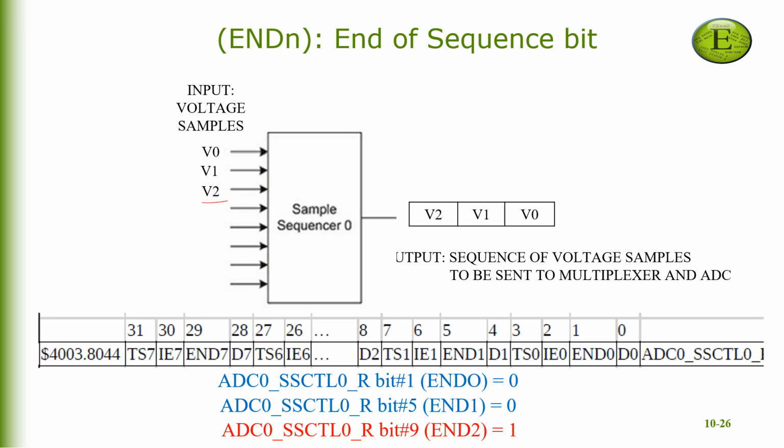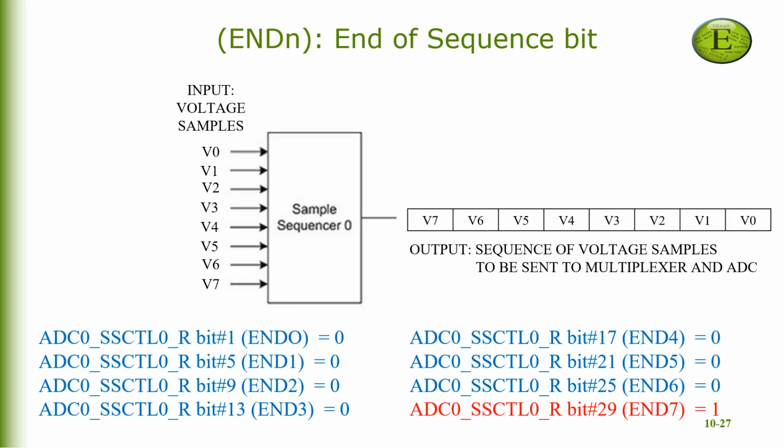In case of 3 input voltage samples, the last sample in the sequence is going to be V2, and we're going to make the END2 bit, which is bit number 9 of the register, set equal to 1, and the END0 bit corresponding to input 0, and the END1 bit corresponding to input 1, are both set equal to 0.